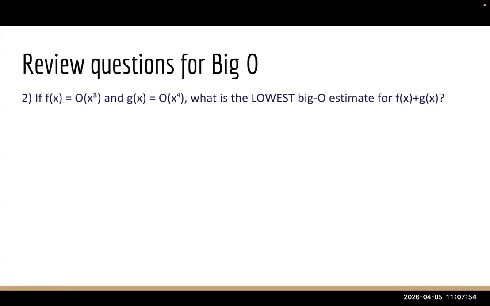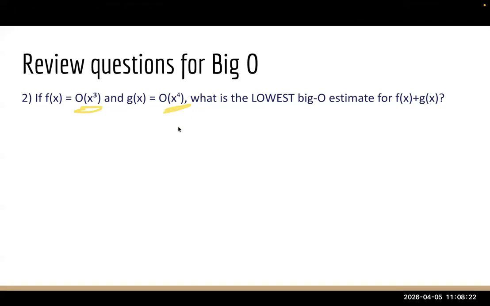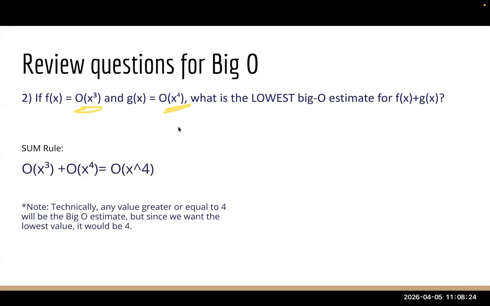Now, let's see, if f(x) is O(x cubed) and g(x) is O(x to the power 4), what is the lowest big O estimate for f(x) plus g(x)? So over here, we simply want the highest out of the O f(x) values and the g(x) values. The highest value is x to the power 4. So our big O estimate will be O of x to the power 4.